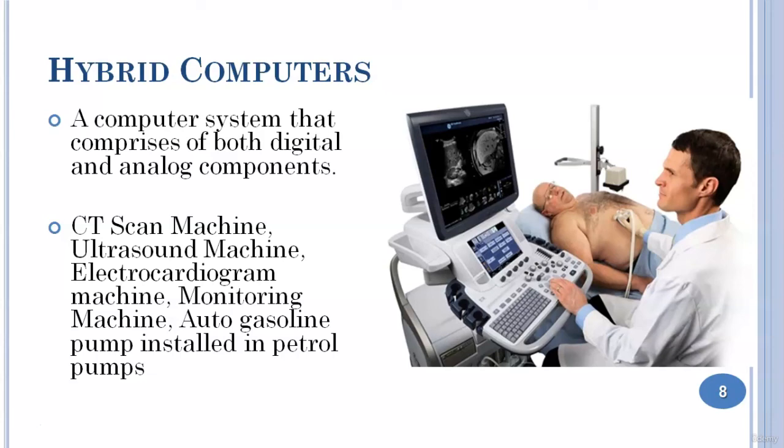The last type of the computers that we discussed are the hybrid computers, and a hybrid computer basically uses both the digital and analog components to represent the data. The examples of hybrid computers that we discussed are CT scan machine, ultrasound machine, electrocardiogram machine, monitoring machine, and auto gasoline pump installed in petrol pumps.